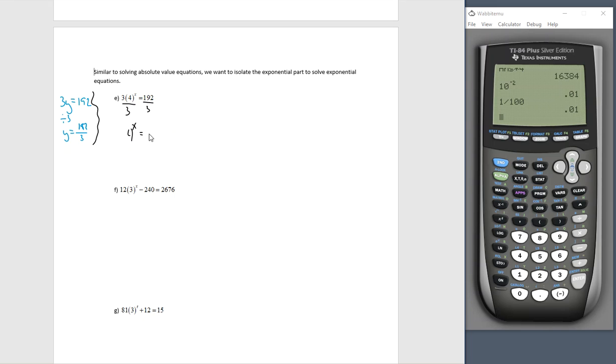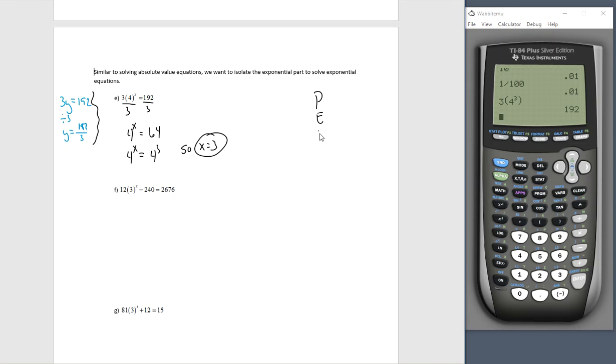Let me see. 3 goes into 19 6 times. That's 18. So 19 minus 18 is 1. Bring down the 2. 3 goes into 12 4 times. I mentioned earlier that I happen to know 64 is 4 to the 3rd. And I get x equals 3. And then we could check it too. 3 times 4 to the 3rd power. Maybe I will come out of the exponent before I put that parenthesis on there. And I get 192.